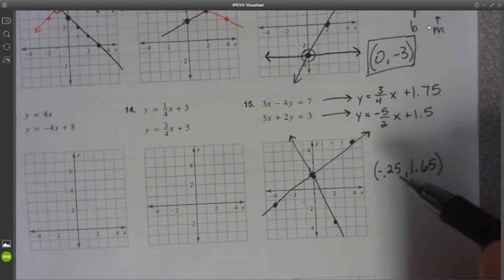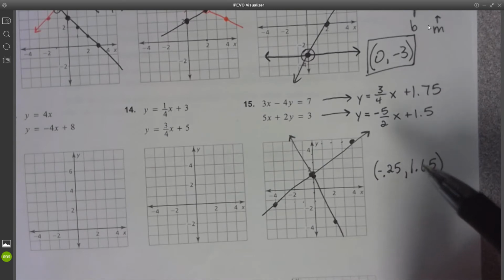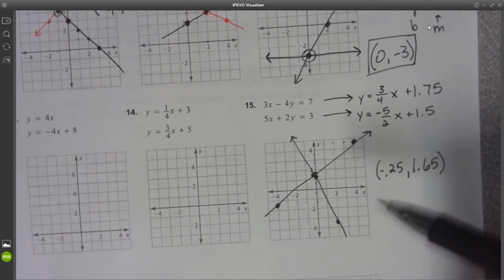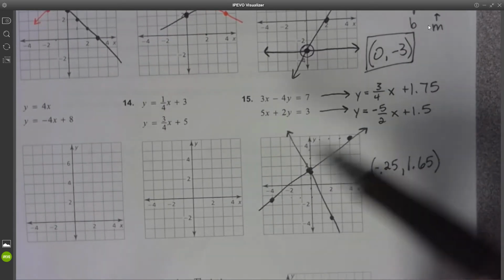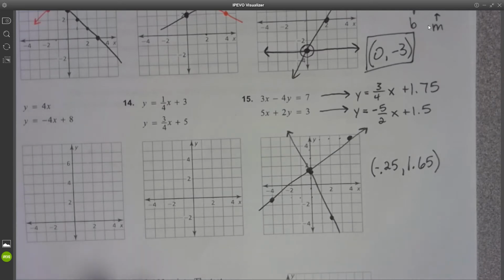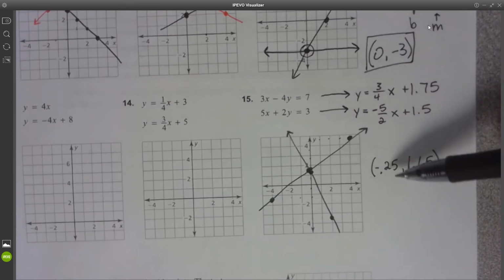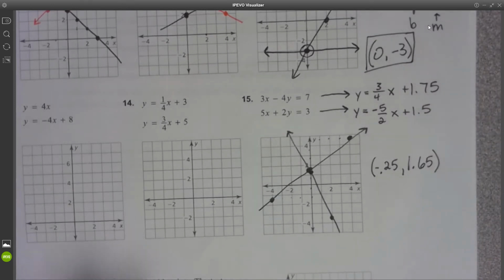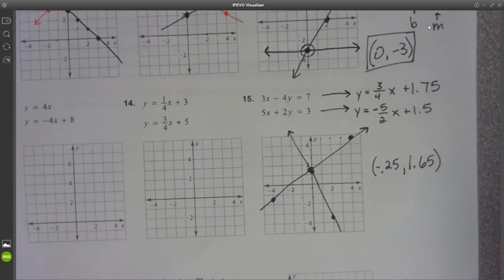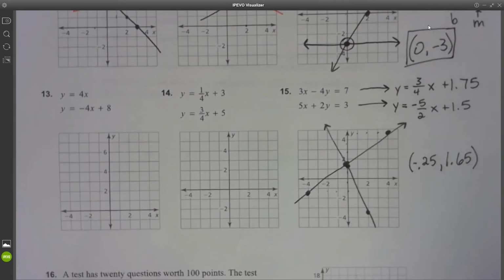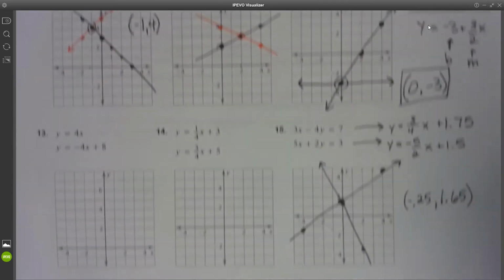We could go back and check and plug that in, but honestly, this is a problem that would probably be better solved using technology. It probably would be easier to get a very precise answer if we used graphing calculators or Desmos. So that's the idea with solving systems by graphing.